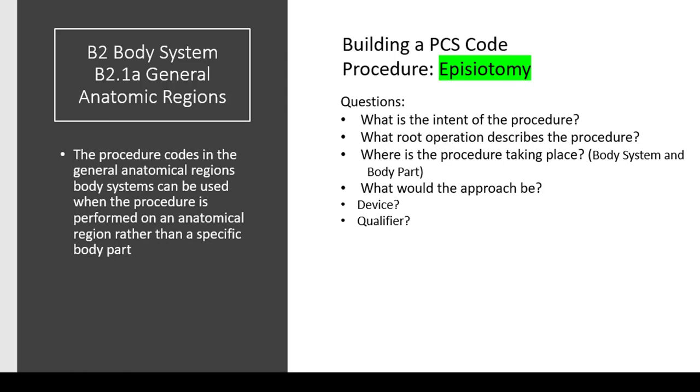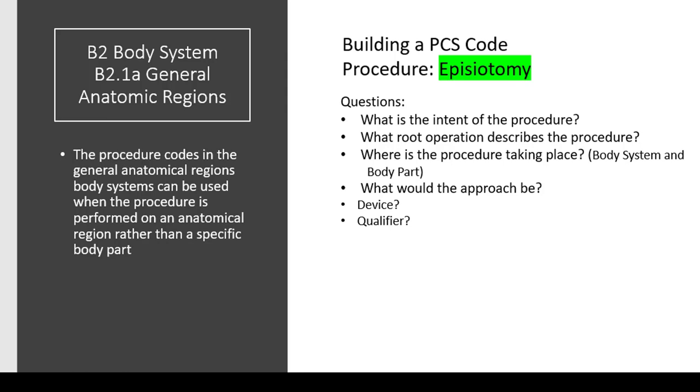So when we look at building a PCS code, we're going to ask ourselves several questions. What is the intent of the procedure? What root operation describes what's happening? Where is it taking place? Body system and body part. What would the approach be? Is there a device? Is there a qualifier? When I first started coding, qualifier really threw me. But what we just need to remember is a qualifier is defined differently in every table. So you really can't tell until you get to the table what your qualifier choices might be.